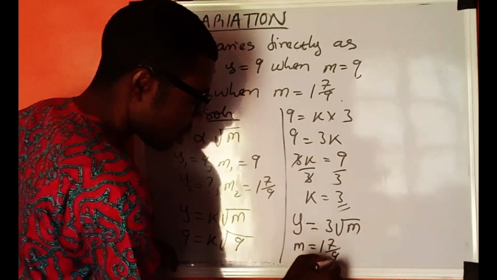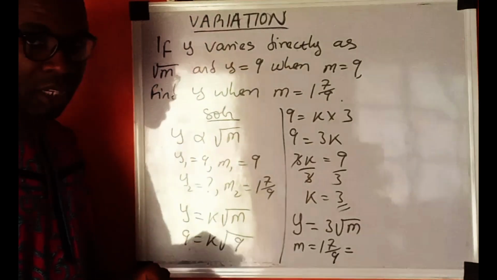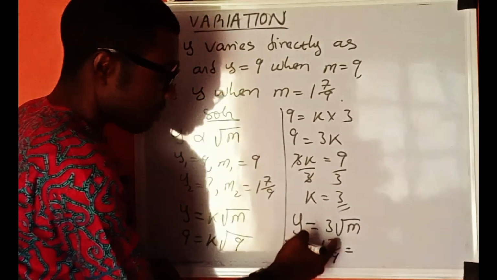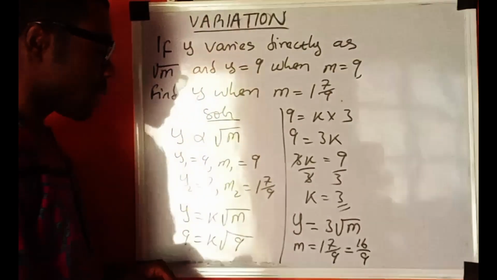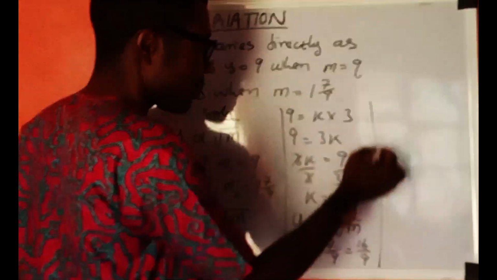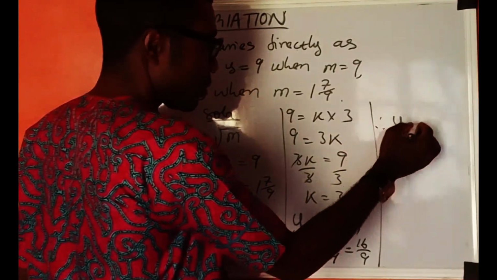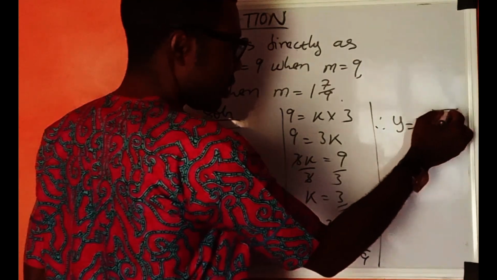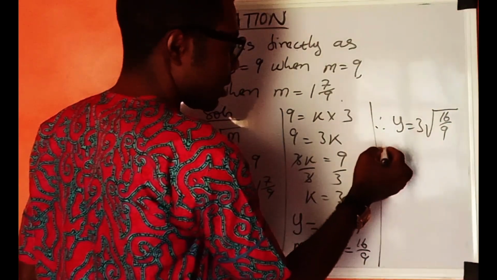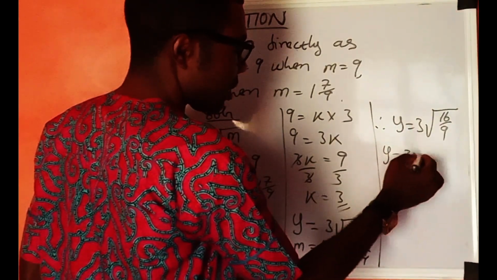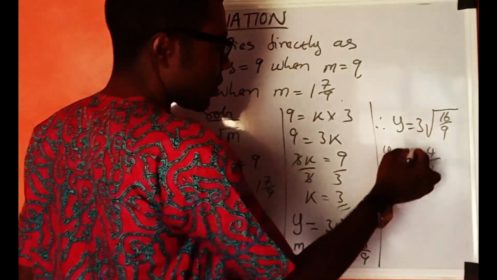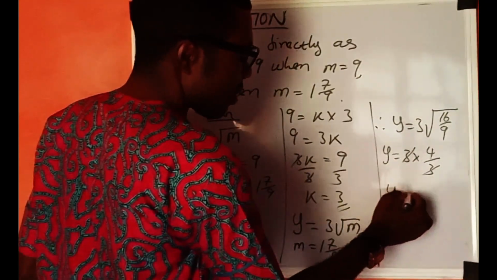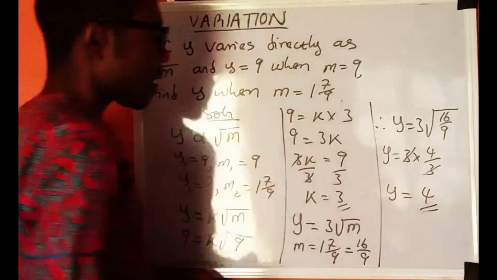We are going to change it to improper fraction because you cannot use mixed fraction. 1 times 9 is 9, plus 7 is 16 over 9. So m is 16 over 9. Therefore, y will be equal to 3 root 16 over 9. And then y equals 3 times root 16, which is 4, over root 9, which is 3. And of course, we cancel 3 and y will be equal to 4. You see how that is done?